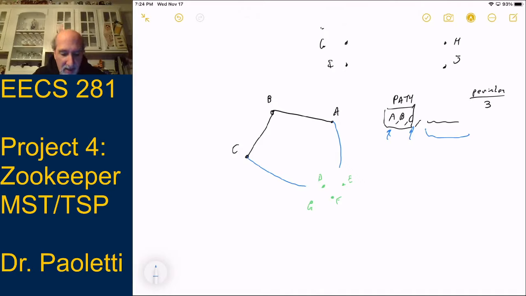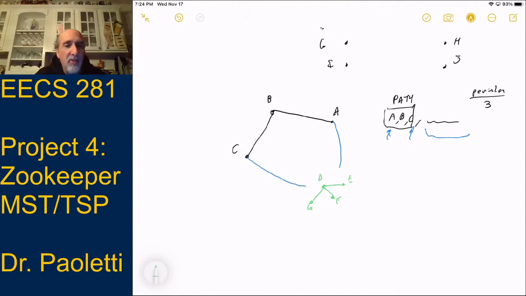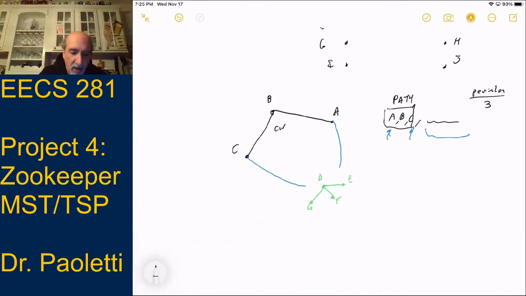So I've got to connect D, E, F, G to each other, and I've got to do it in the smallest way possible. Sounds like MST. So if we can do the MST of the unvisited, which might look something like that. You say, wait a minute, that doesn't look like a cycle. That's okay. I don't care about what it looks like. I care what's the total cost. Right now, I've got a total cost of the black portion, and that's a real number. That's my current cost. So let's say I've got a current cost of 7.